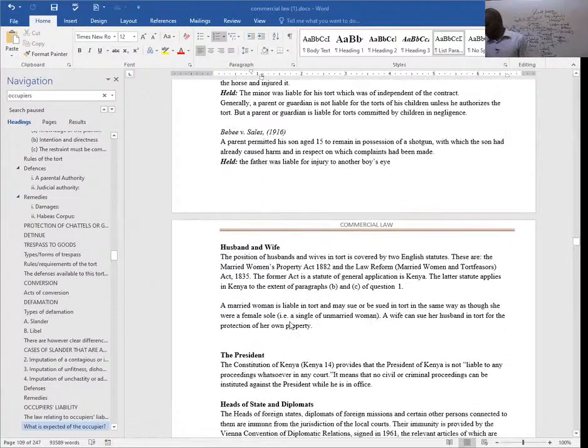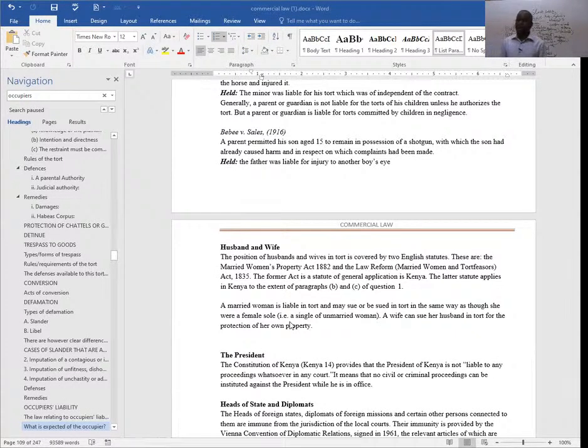The president is sometimes immune from any wrongdoing until he leaves office. So the Constitution of Kenya provides that the president of Kenya is not liable to any proceedings whatsoever in any court of law. It means that no civil or criminal proceedings can be instituted against the president while he is still in office. Until he leaves the office, that's when he can be brought before a court of law and accused of a civil wrong or a criminal offense.